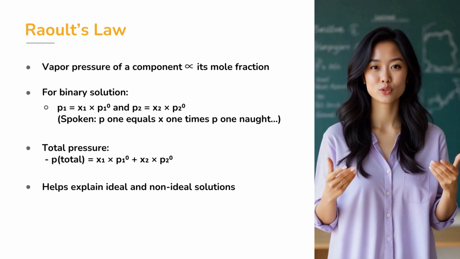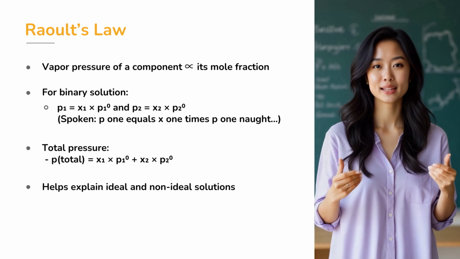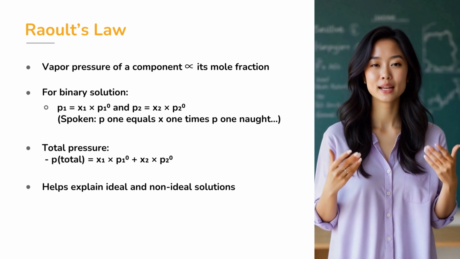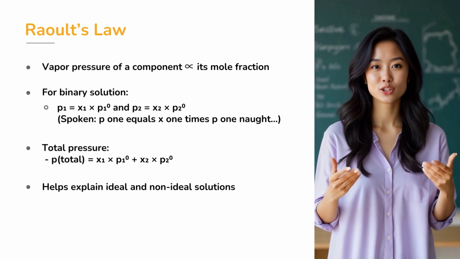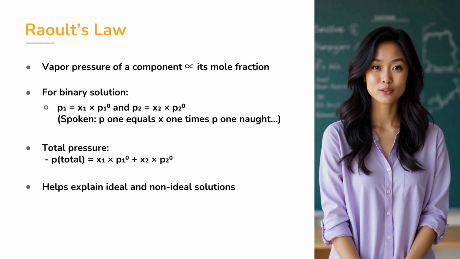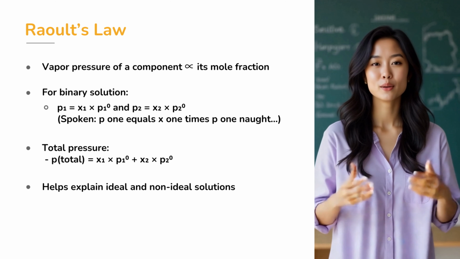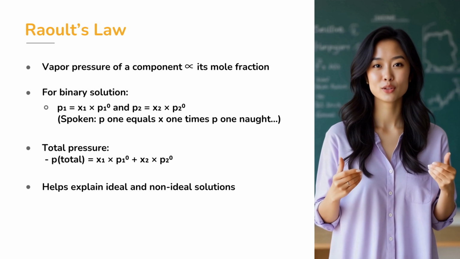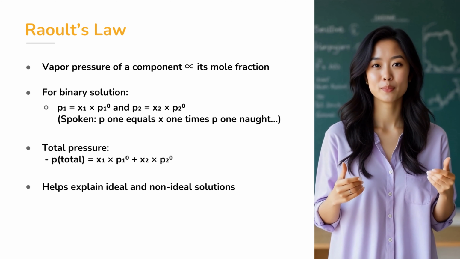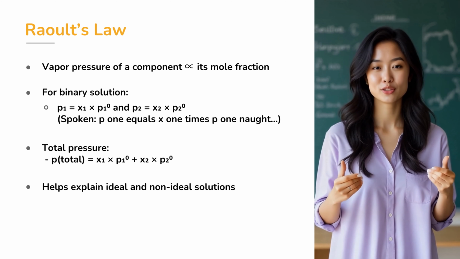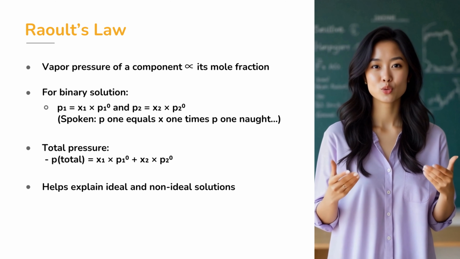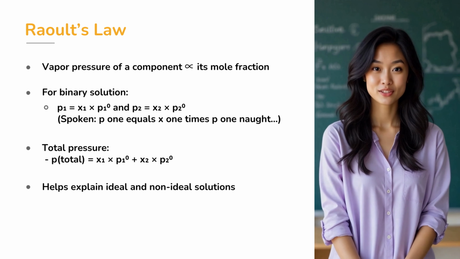Let's now talk about Raoult's law, which relates to vapor pressure in liquid solutions. Raoult's law states that the partial vapor pressure of each component in a solution is directly proportional to its mole fraction. For a binary liquid solution, P1 equals X1 multiplied by P1 naught and P2 equals X2 multiplied by P2 naught, where P1 and P2 are the partial pressures, X1 and X2 are the mole fractions, and P1 naught and P2 naught are vapor pressures of pure components.